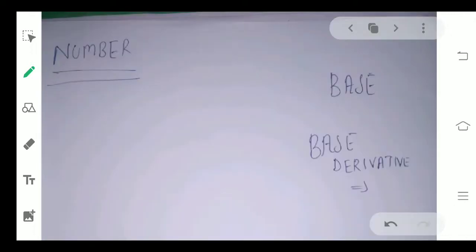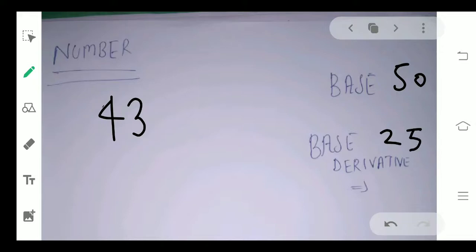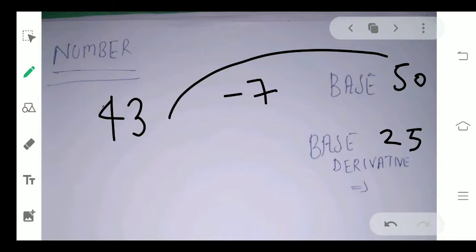Next, let's take 43. The base for 43 is 50, base derivative 25. How much is 43 less than 50? It is minus 7. Subtract 7 from 25, we'll get 18. And the square of 7 is 49. We'll just write 49. So you can see how easy it is.